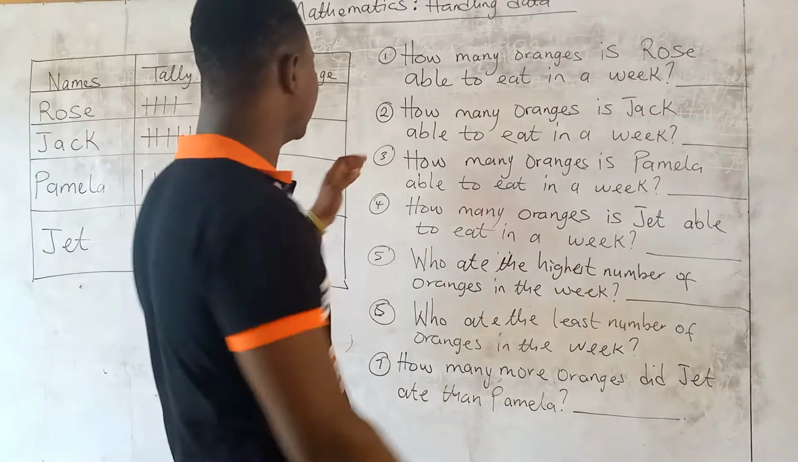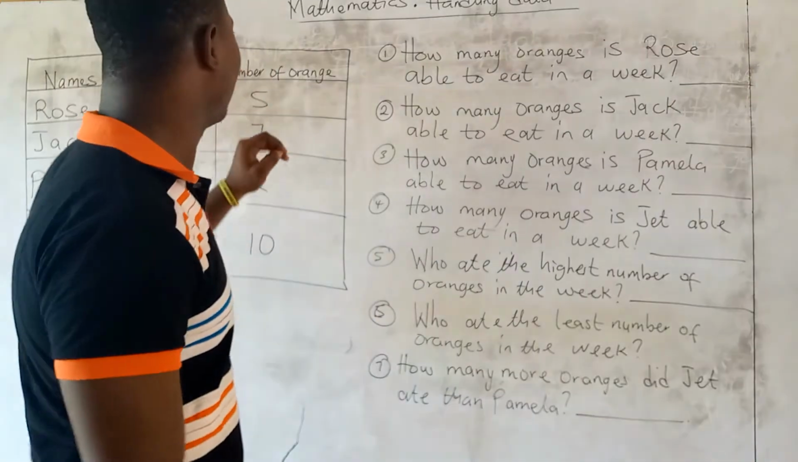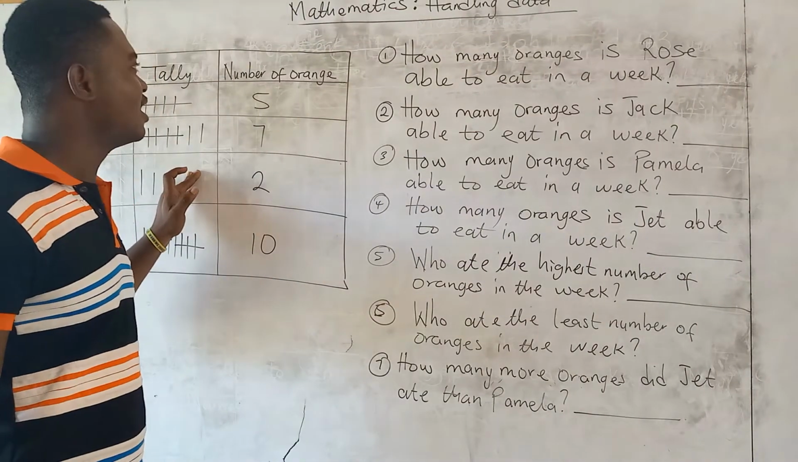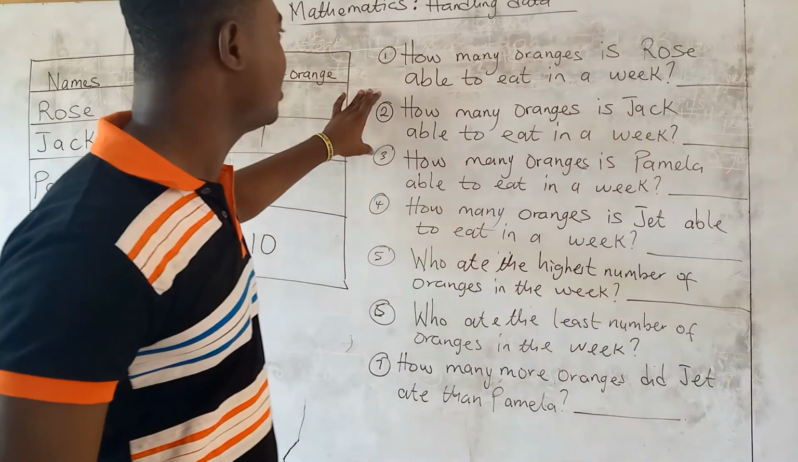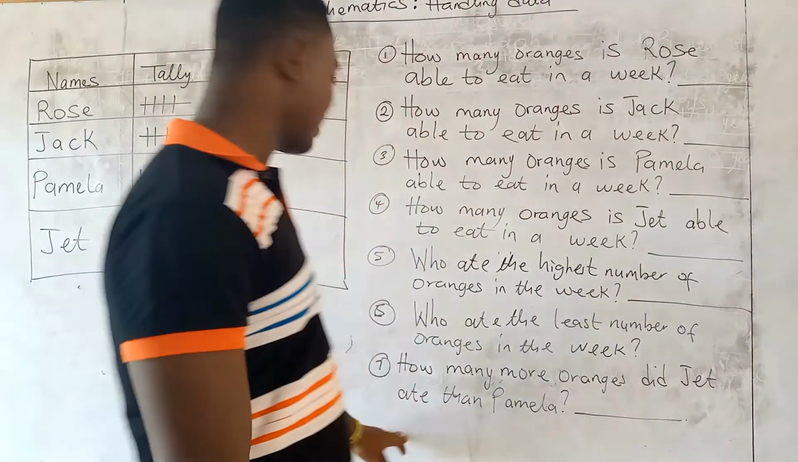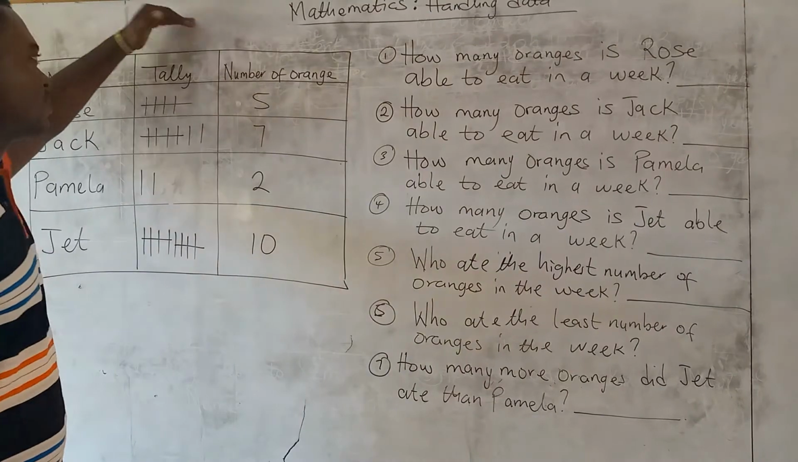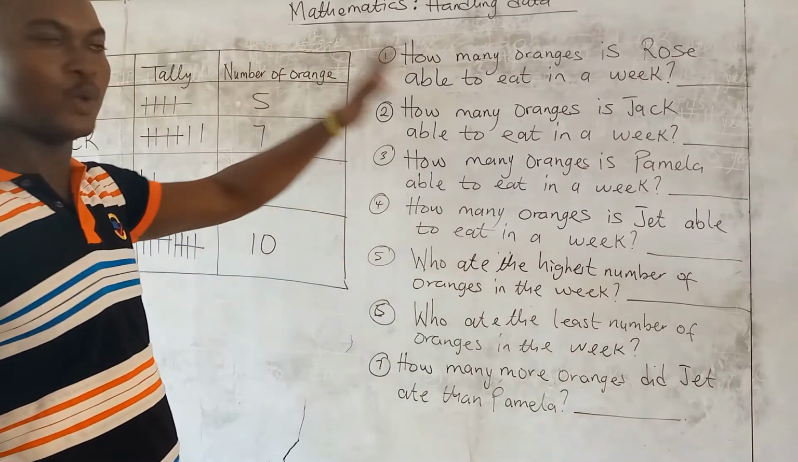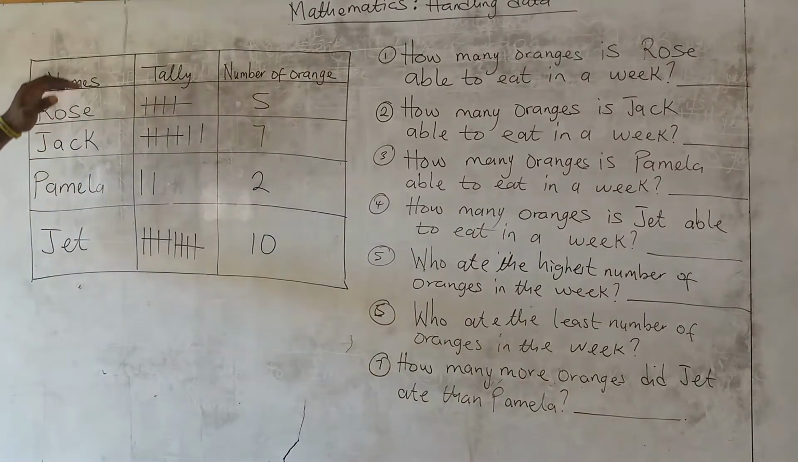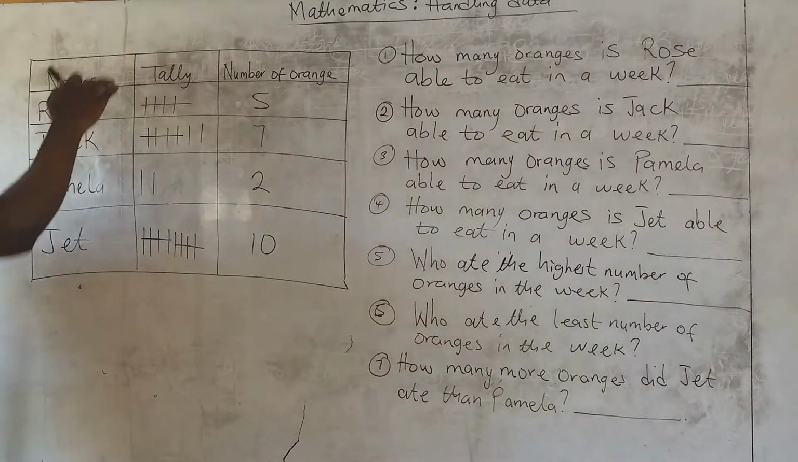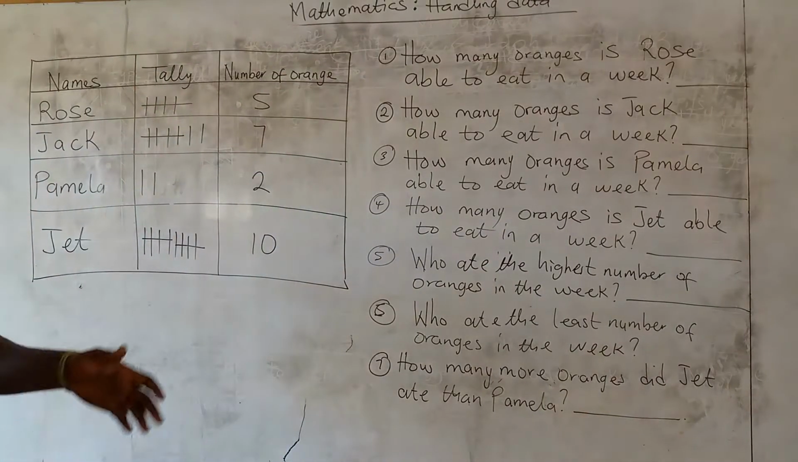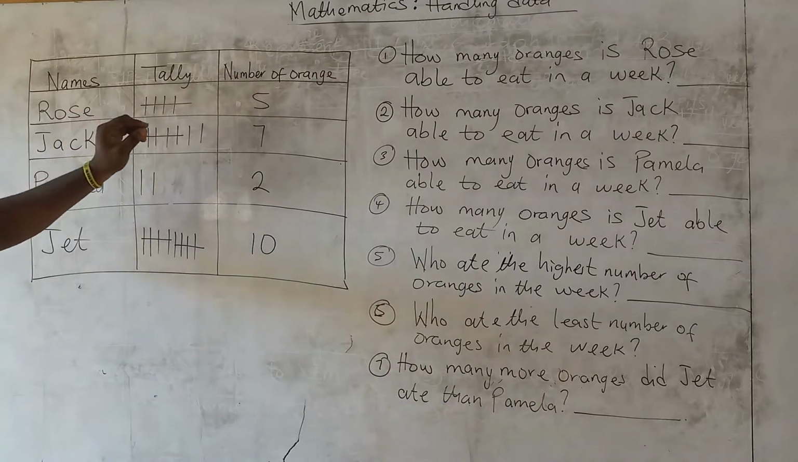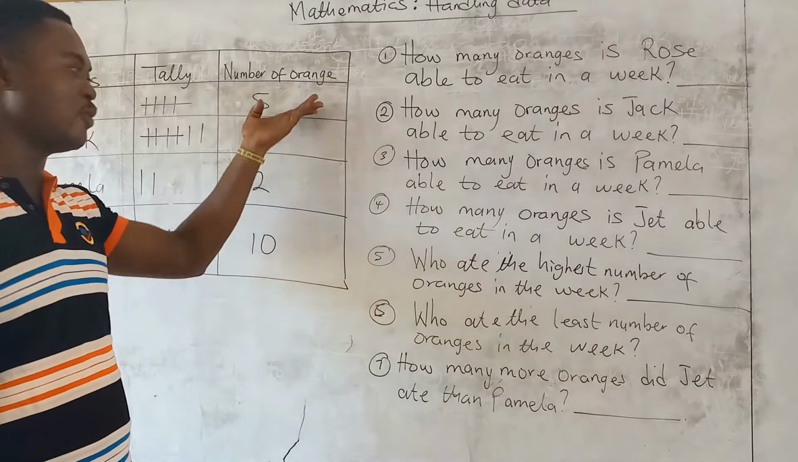Okay, let us look at another example. Now, with this one, it is a frequency table. They prepared a frequency table for us, and then we are going to use it to answer these questions. We have 7 questions here. Now, let me explain the table before we go to this part. This table represents the names of people. We have the tally mark, and then we have the number of oranges. These people, and then the number of oranges they are able to eat in a week.